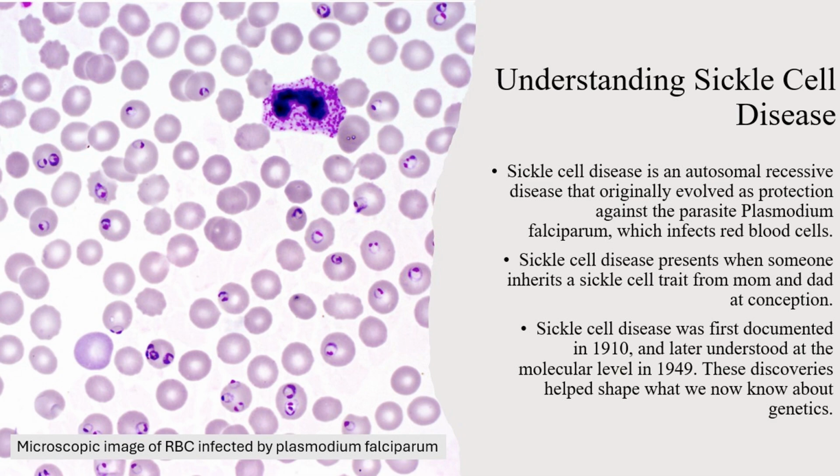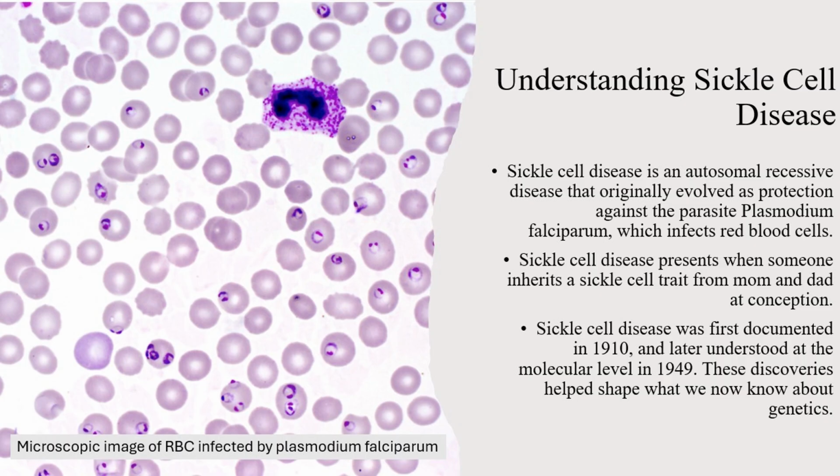Now, malaria is caused by a parasite by the name of Plasmodium falciparum, which infects red blood cells. Red blood cells are the perfect host for them. But if someone carries just one sickle cell trait, those slightly more rigid blood cells, because of that trait, make it harder for the parasite to survive and multiply within them.